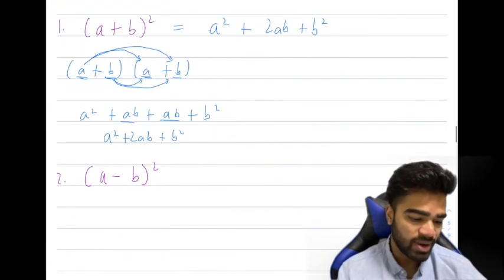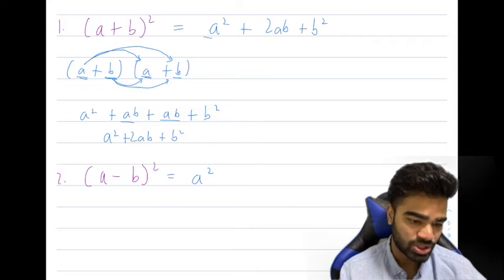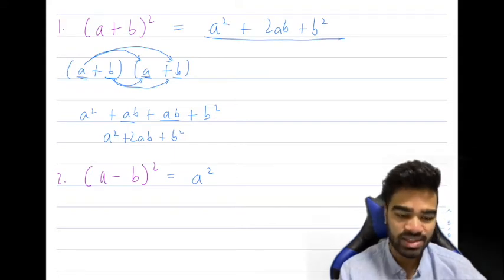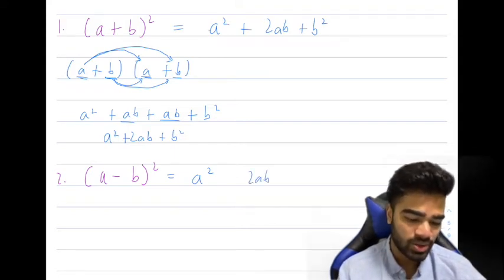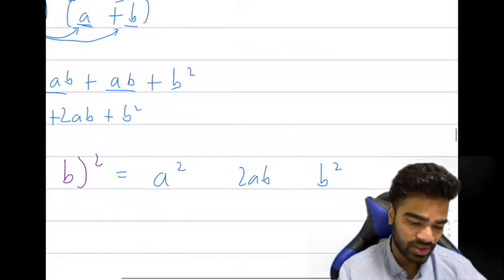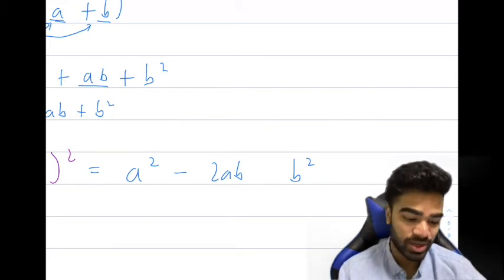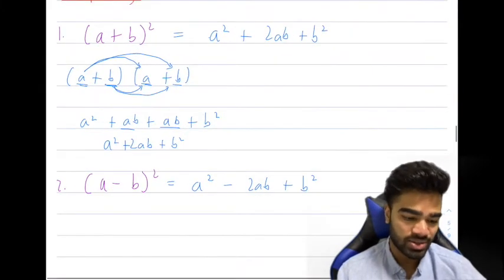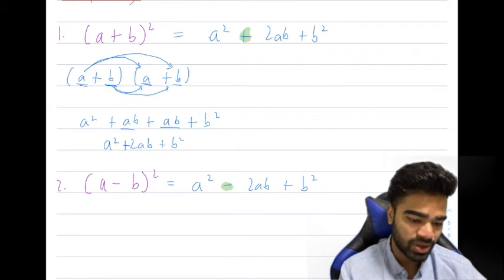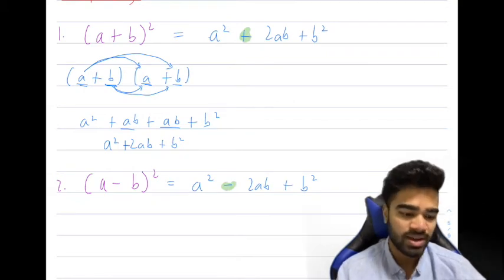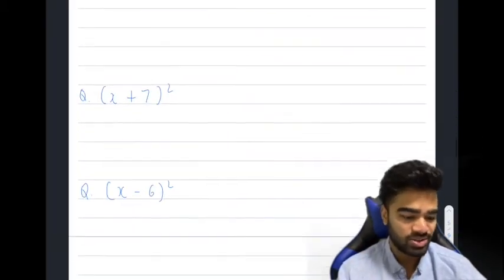Now, with (a minus b) squared, I'm not going to show you how I got it, but the formula is very simple, with one small change. It's the exact same as this. So it's literally a squared, 2ab, b squared. But the only difference, guys, instead of plus 2ab, I'm going to put minus 2ab, plus b squared. So you can see the only difference between these two is the plus and the minus. Okay, so theory done. Let's do some more questions.